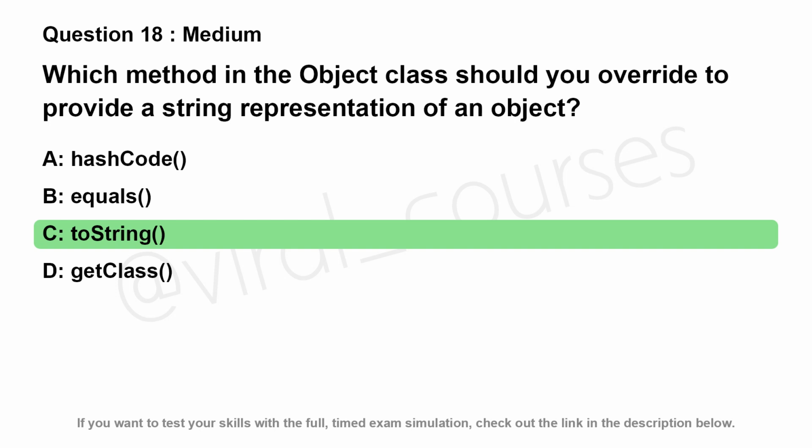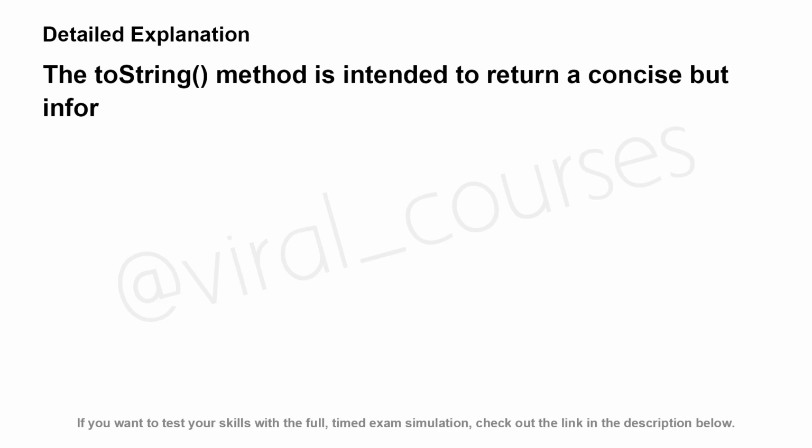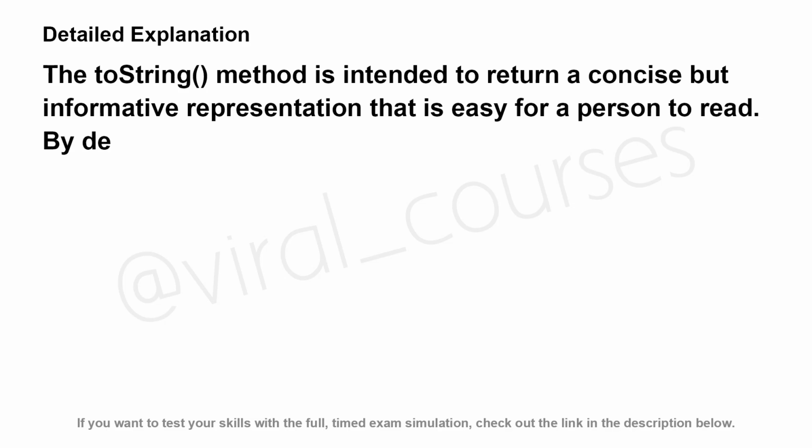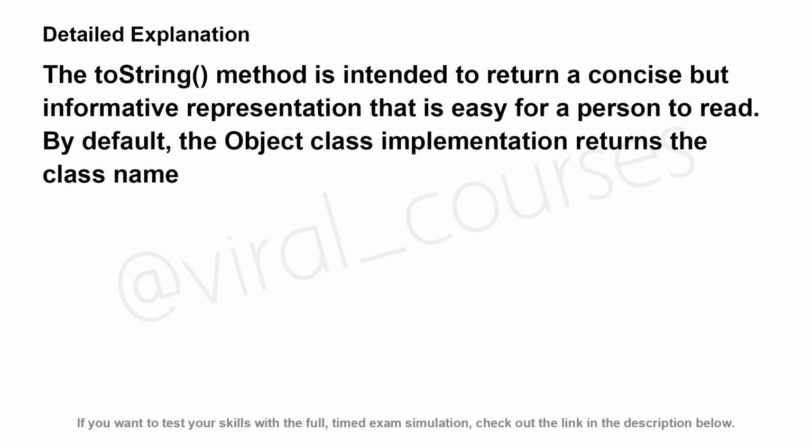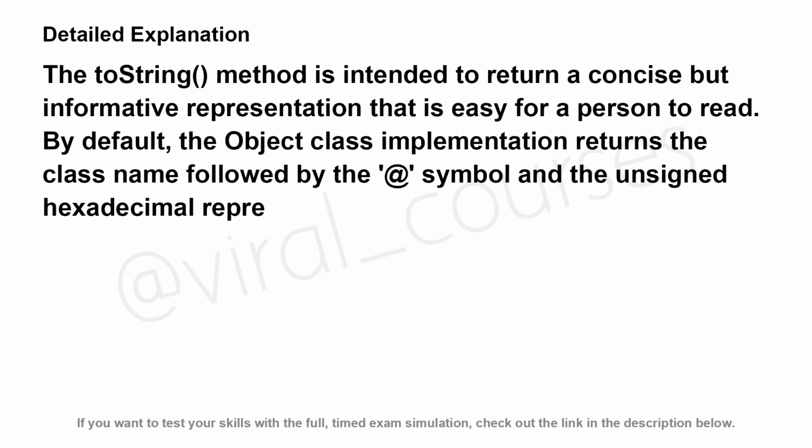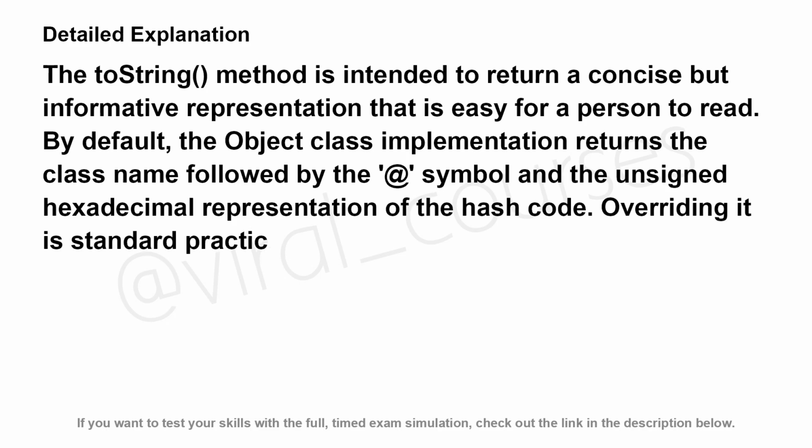The correct answer is C. The toString method is intended to return a concise but informative representation that is easy for a person to read. By default, the Object class implementation returns the class name followed by the @ symbol and the unsigned hexadecimal representation of the hash code. Overriding it is standard practice for debugging and logging.